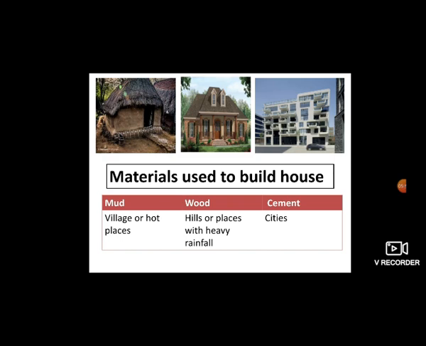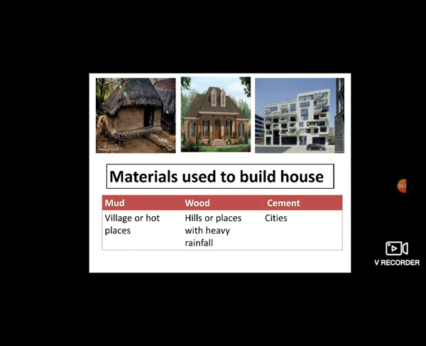Students, see, mostly houses are made of wood, mud or cement. Yes, they are made using different materials, so they look different also. Mud houses are mostly seen in villages. They are cool from inside. That's why they are mostly found in hot places, so that people living in mud houses can keep themselves cool in summers.